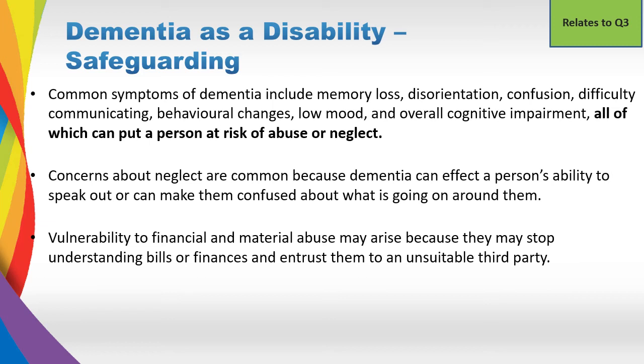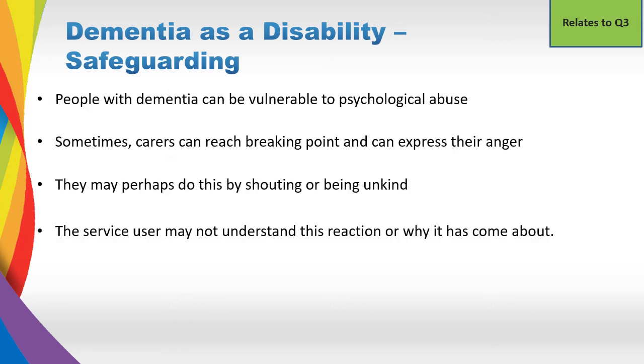People with dementia are also vulnerable to financial abuse because they might stop understanding their bills or their finances, and they might trust somebody that they shouldn't be trusting to manage that. They can also be vulnerable to psychological abuse, such as name calling.